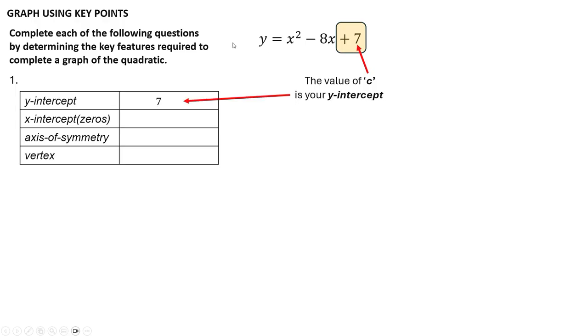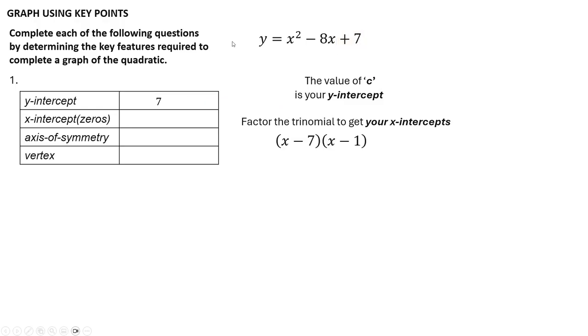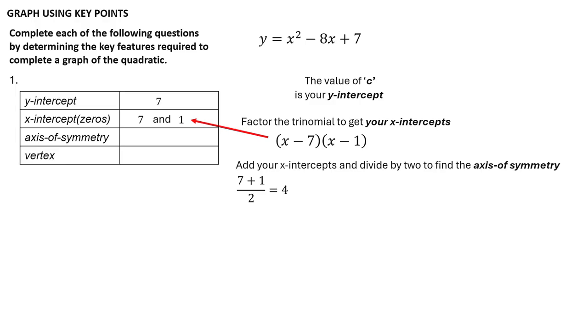Put that in here. Our x-intercepts, or zeros, we need to factor in order to get that. So we're looking for a number which multiplies together to be 7 and adds together to be -8. Those values happen to be -7 and -1, which makes our x-intercepts +7 and +1. Our axis of symmetry we can get by adding 7 plus 1 and dividing by 2, which gives us a value of 4.